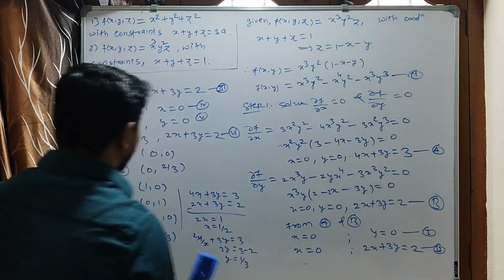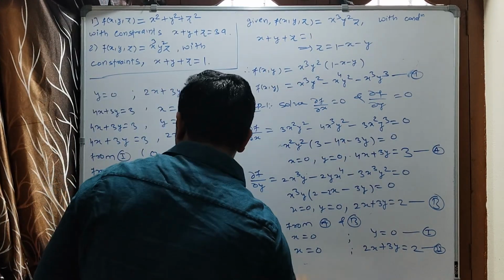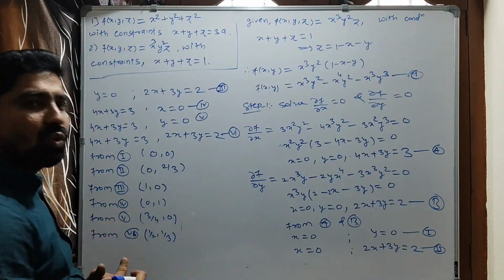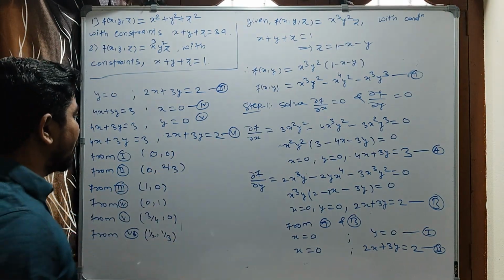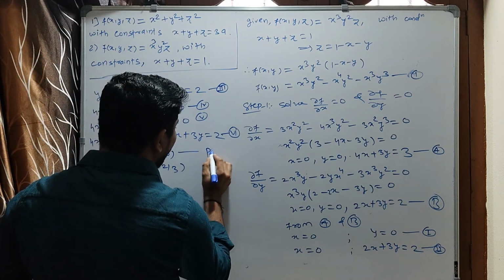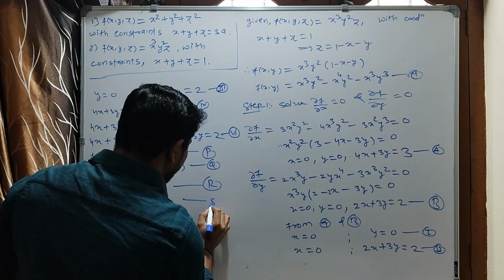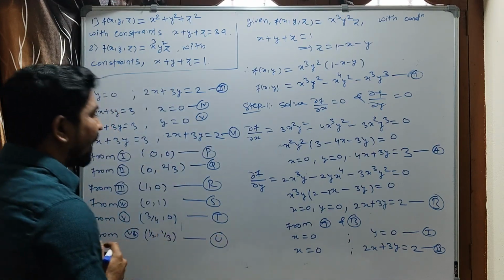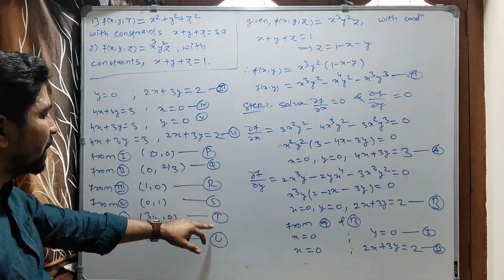So with the help of this, we get 6 critical points. These are the 6 stationary points of my function. Now I want to check the nature of my function at each and every point. So let's say these are P, Q, R, S, T, and this is U. Now I want to find the nature of my function at P, Q, R, S, T, U.